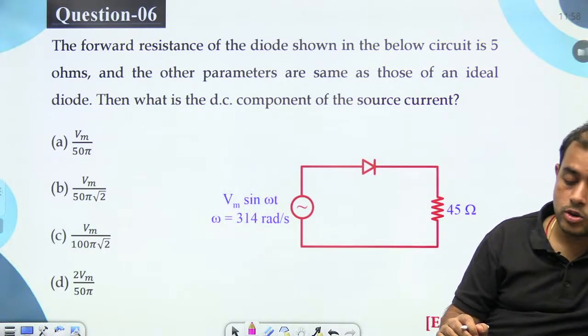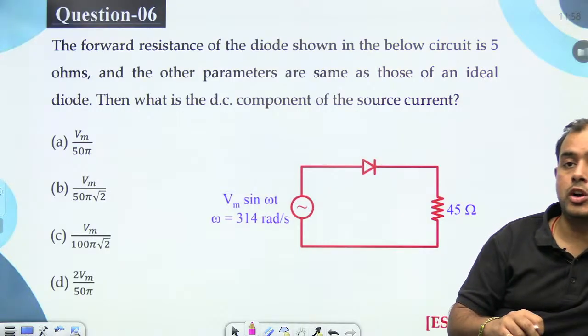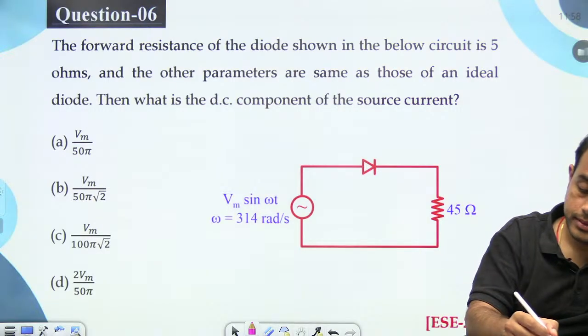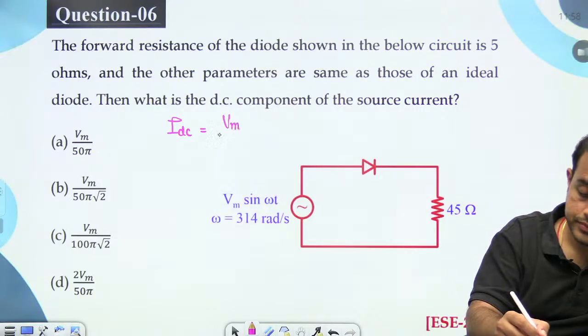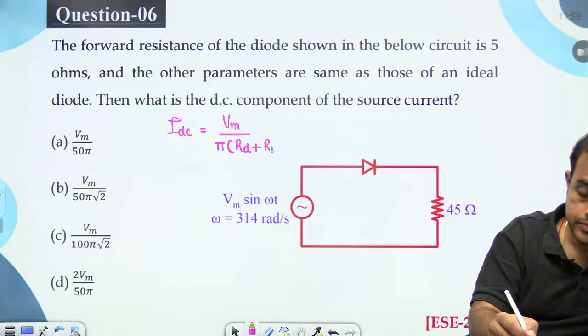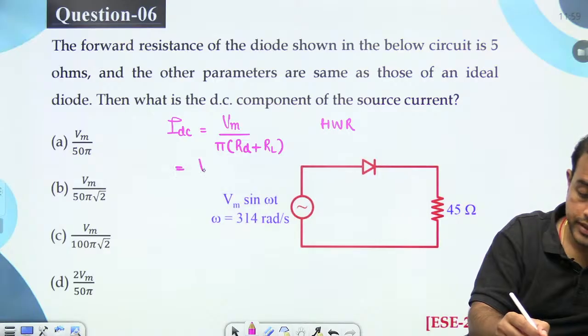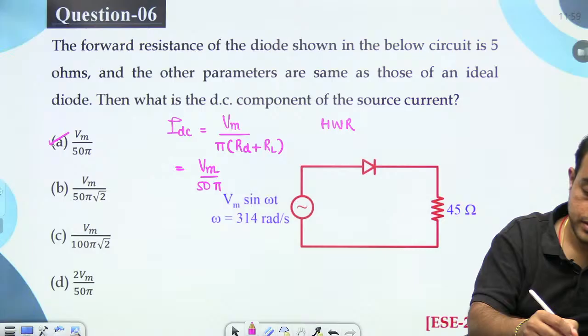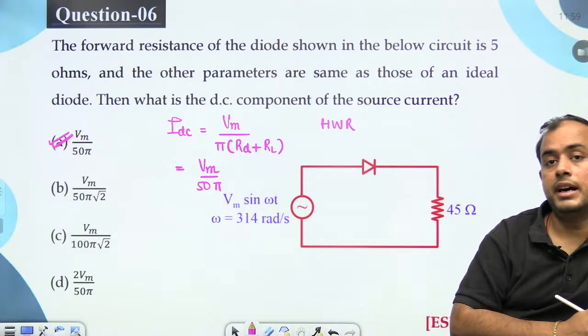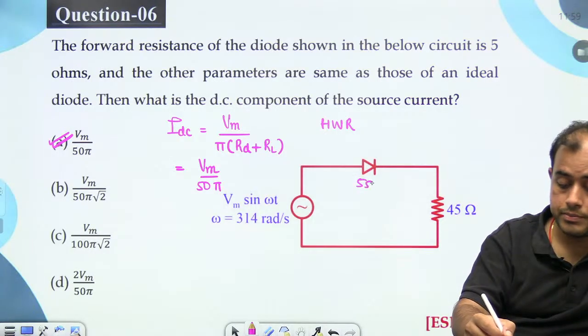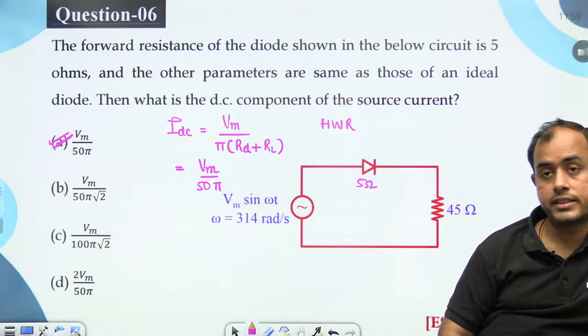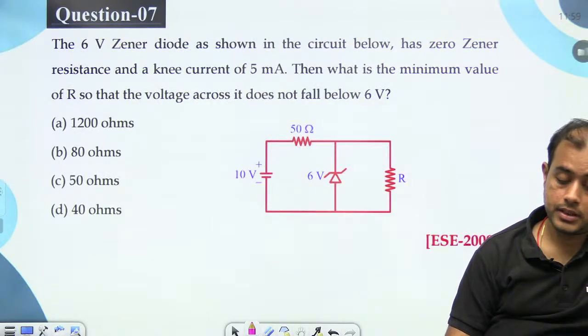Forward resistance of diode is 5 ohm, DC component of the source current. DC is I average. This is a half wave rectifier. So Vm by 50 pi. A. Vm by 50 pi, because this is 5 ohm, load resistance 45, this is ESE 2009, 50 ohm.